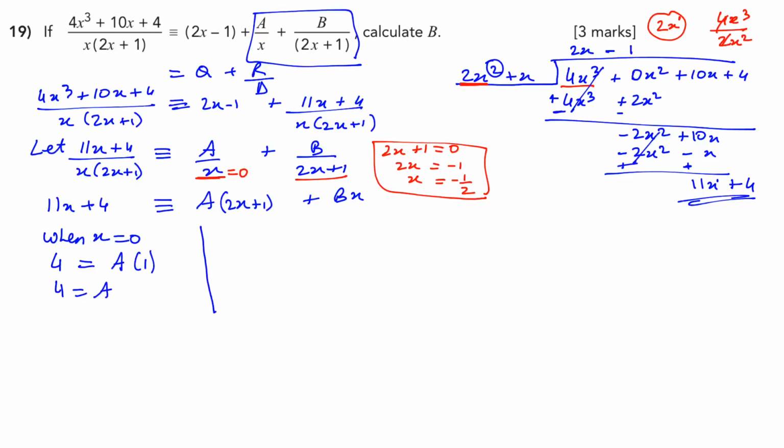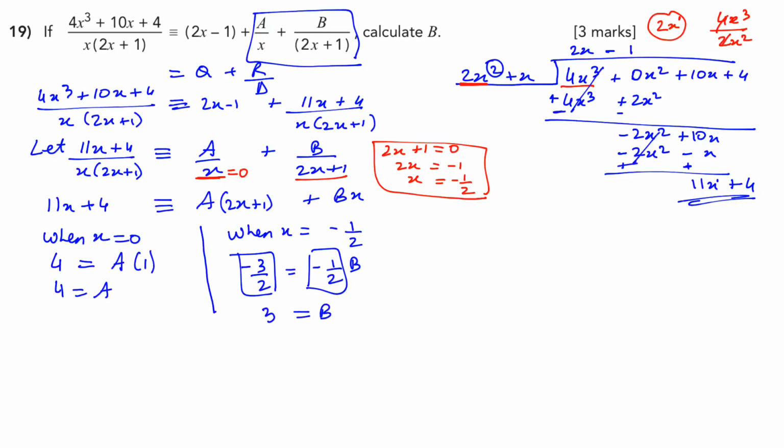Now to find b, what shall you do? You will write when x is equal to negative half. So when you substitute in place of x negative half, you will get negative 3 over 2 is equal to negative half b. Divide negative 3 over 2 by negative half and you will get 3 is equal to b.